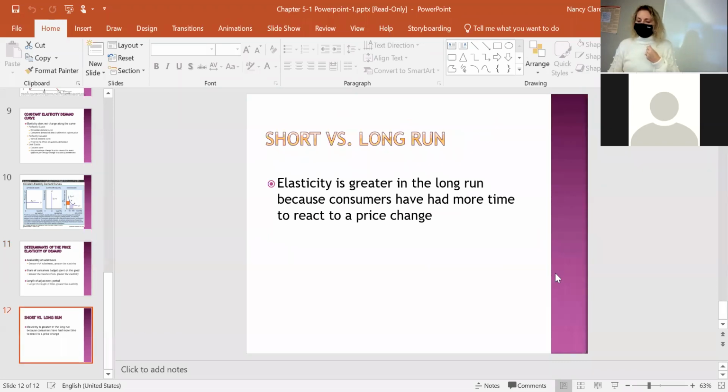This is just that last determinant, explained a little deeper. Elasticity is greater in the long run because consumers have more time to react to a change in price. Price elasticity of demand is about reaction, right? How are the consumers reacting to a change in price?